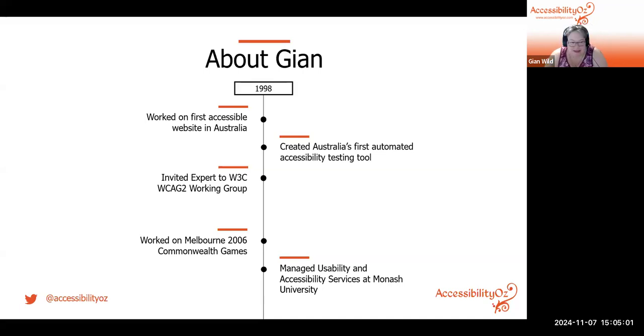So a little bit about me, why you should listen to me. I started working in accessibility in 1998. I like to joke that I started when I was 4 years old, but that was not the case. I worked on the first accessible website in Australia, created Australia's first automated accessibility testing tool, was the invited expert to the W3C WCAG 2 working group, working on WCAG 2. I worked on the 2006 Commonwealth Games and every Commonwealth Games since then. And then I spent 5 years managing usability and accessibility services at Monash University. So I know what it's like to work at a tertiary institution. It is quite difficult. You have lots and lots of projects and really big projects and teeny tiny budgets, if you have budgets at all. So I definitely feel your pain.